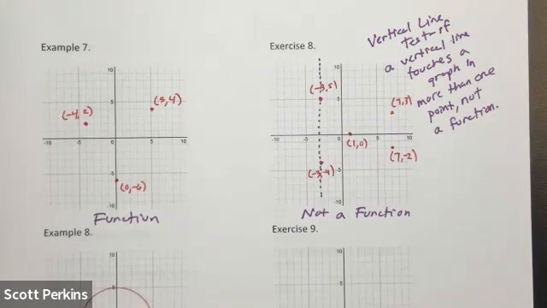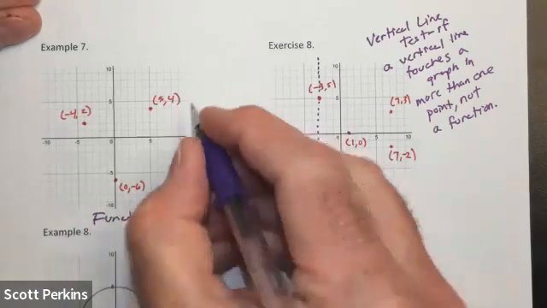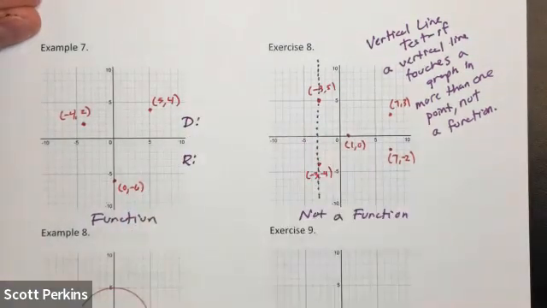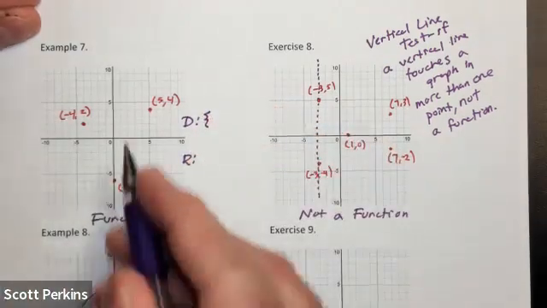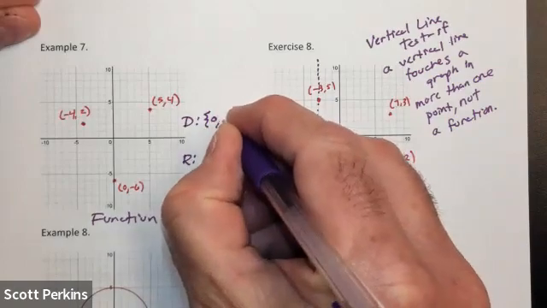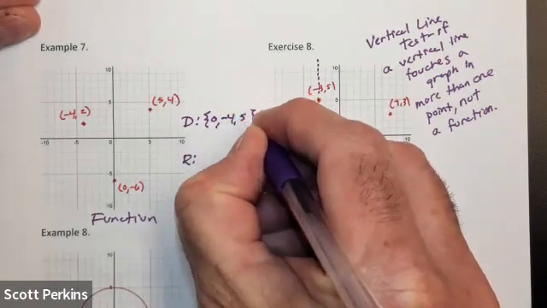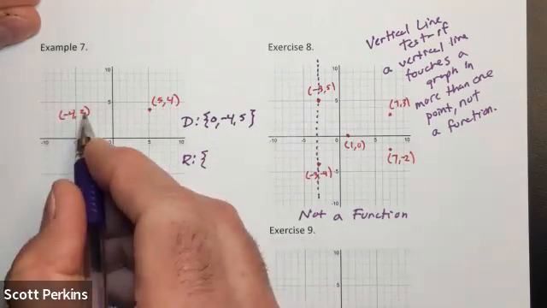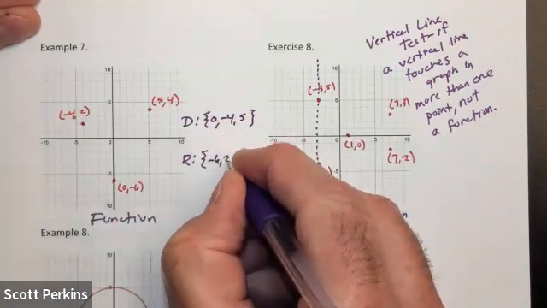So the other thing, one more time, domain and range. For example 7, I'm just going to jot down what the domain and the range is. The domain is the set of x values, so that is -4, 0, and 5. And the range is the set of y values, so -6, 2, and 4.